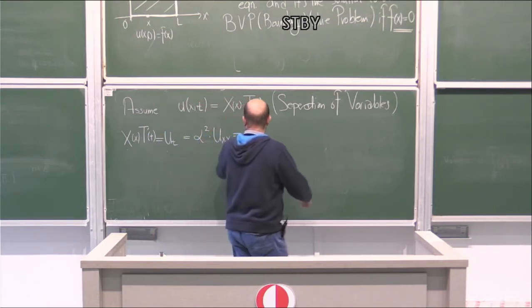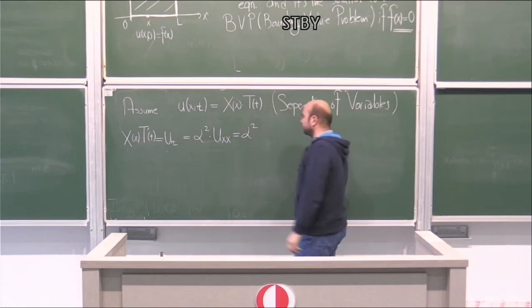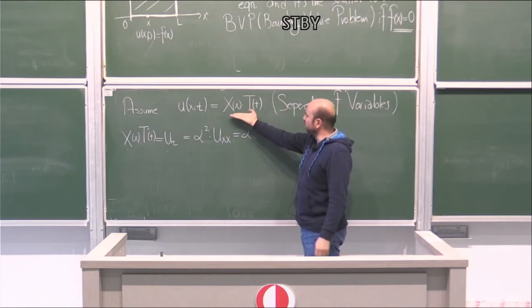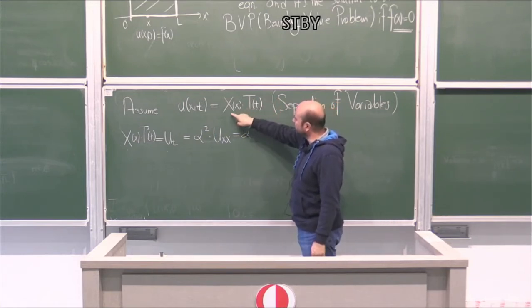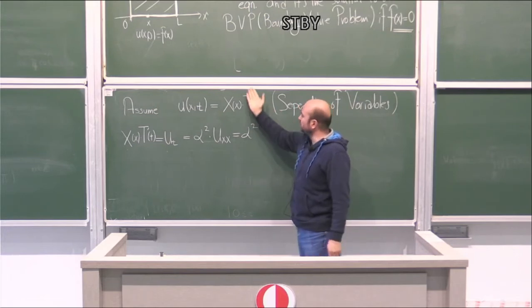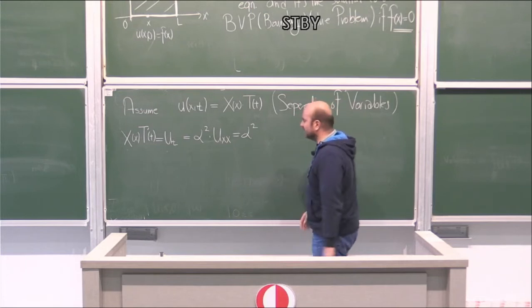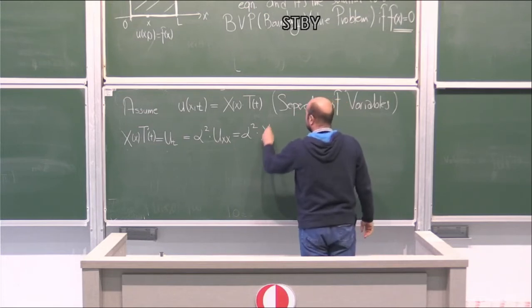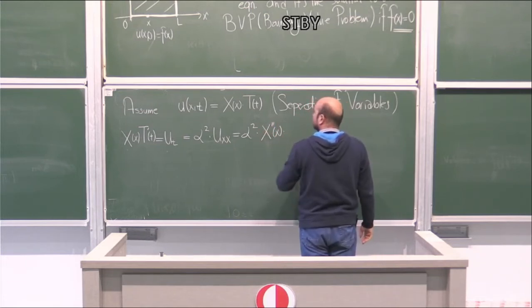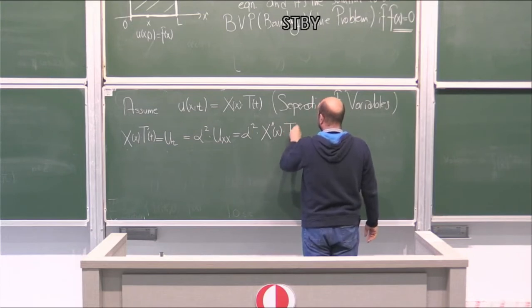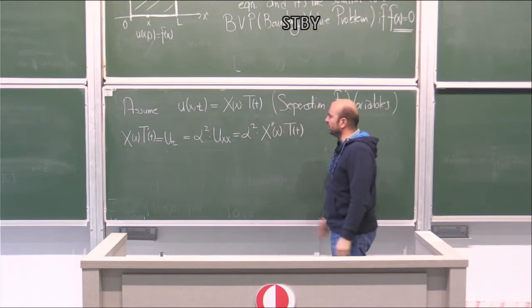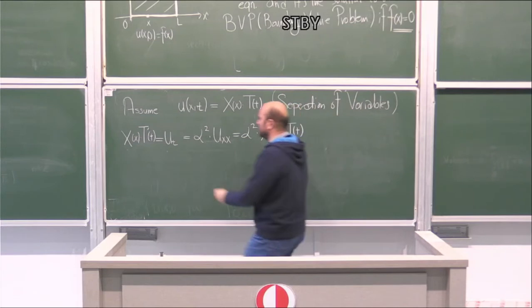So what is this? This is alpha squared. I'm going to take the derivative of this part with respect to x, but there's only x in the first function. So I will just take the derivative of this thing, but two derivatives I have to take, so it will be the second derivative. Again, it will be an ordinary derivative. Okay, so from here now, what do we get? We get the following equation.